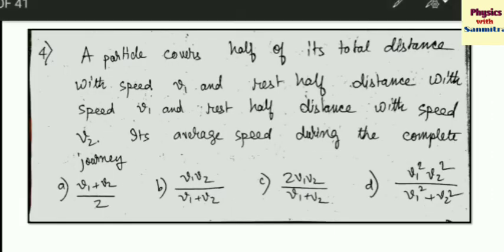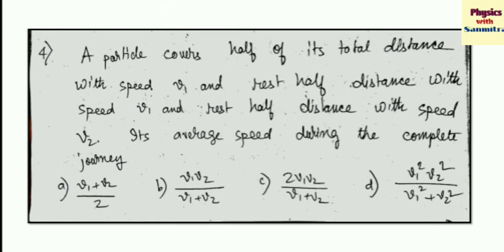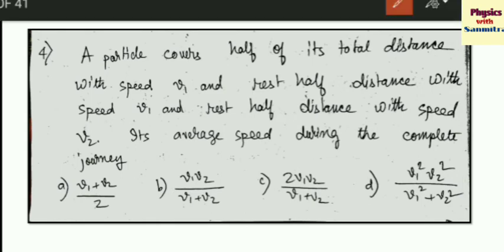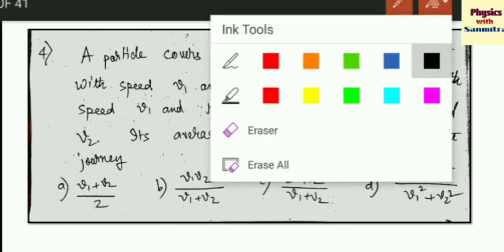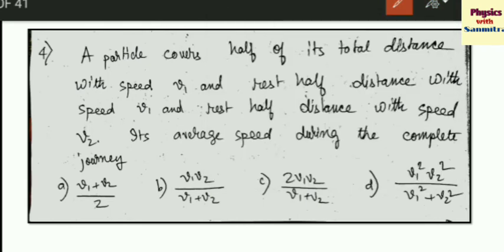Okay. Now a particle covers half of its. See, there is a slight mistake in this question. I had already updated that in the revised one. I could not update it here. Okay, now read the question. Now it's correct. A particle covers half of its total distance with speed v1 and the rest half distance with speed v2. Its average speed during the complete journey is.